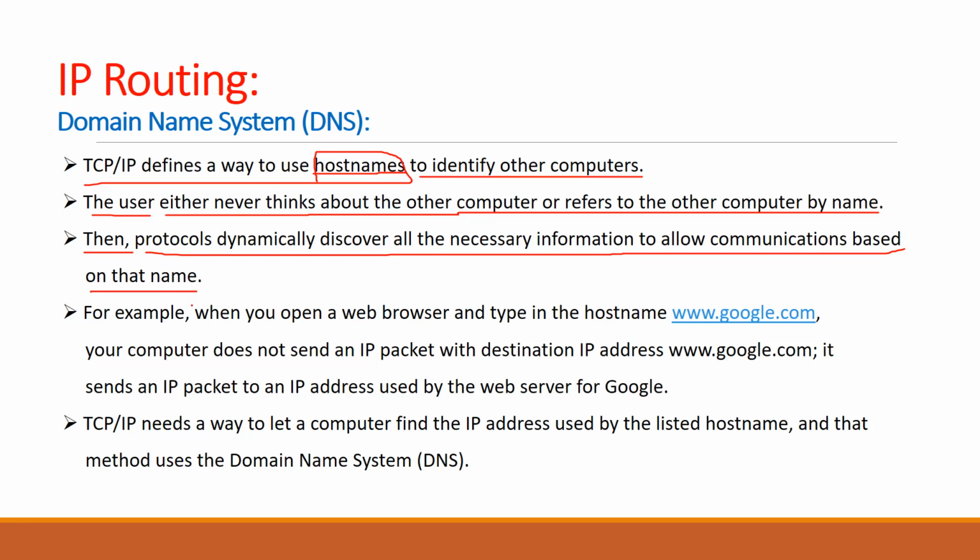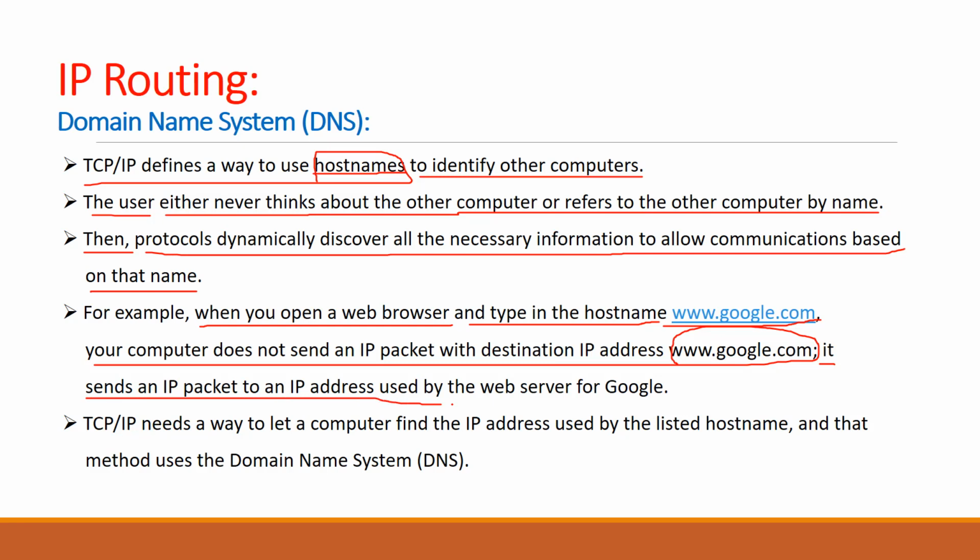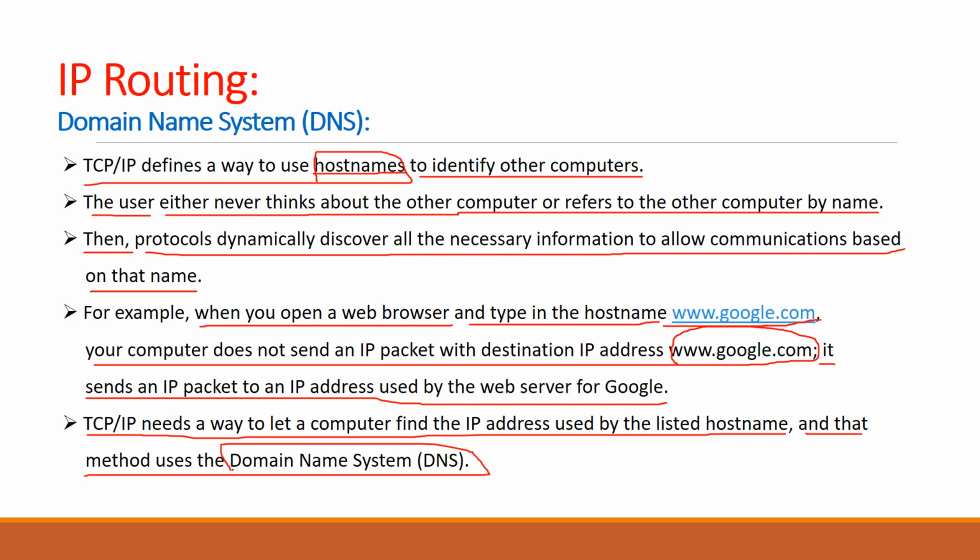Let's give an example. When you open a web browser and type in the host name www.google.com, your computer does not send an IP packet with the destination IP address of www.google.com. It sends an IP packet to an IP address used by the web server for Google. TCP/IP needs a way to let a computer find the IP address used by the listed host name, and that method uses the domain name system.